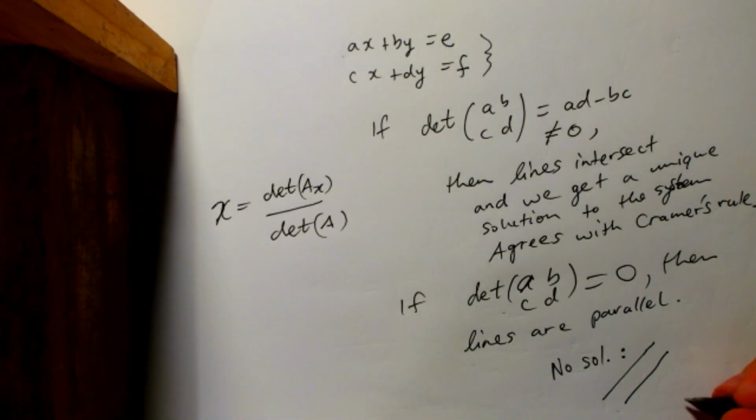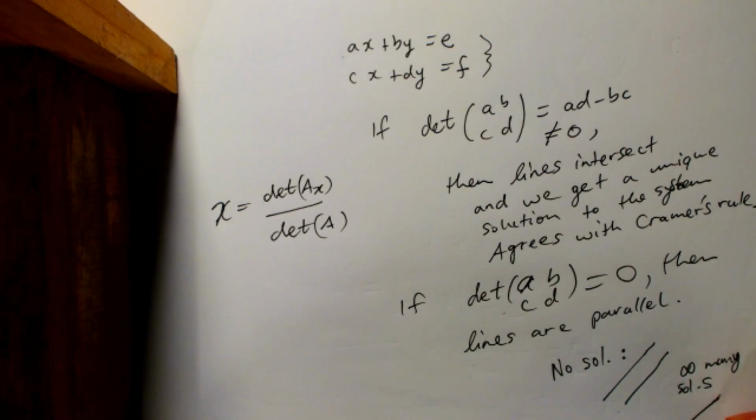But the other case is when the lines coincide, and they are also parallel in that case, right? They just happen to be the same line. You have infinitely many solutions when the lines coincide. In fact, every point on the line is a solution to the system.